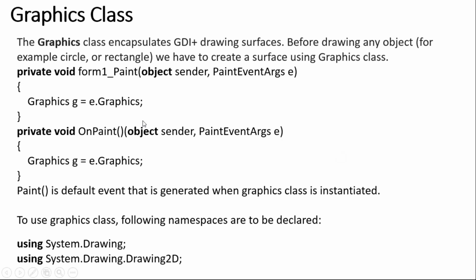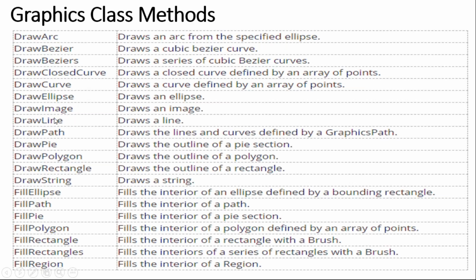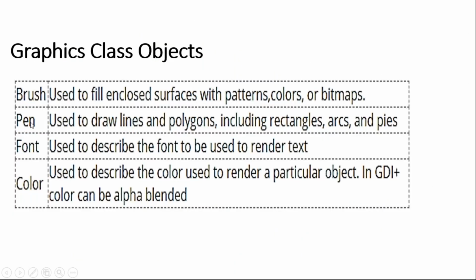Then the graphics class has its inbuilt methods like draw arc, draw curve, draw ellipse, draw image, draw line that you've seen in a live demo yesterday. So not discussing much about this right now. Then it has mainly 4 class objects: brush, that is used to fill colors and patterns, pens to draw the shapes, font to describe a particular font, and color to provide the RGB components along with the alpha component, that is the intensity of a color. Then we have a brush class.